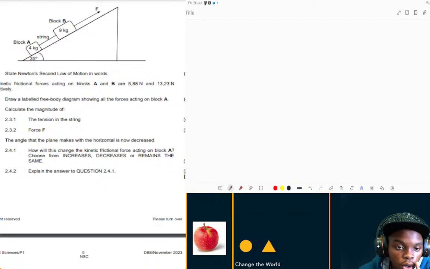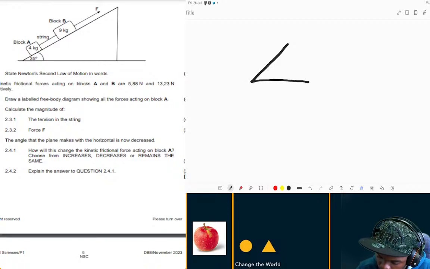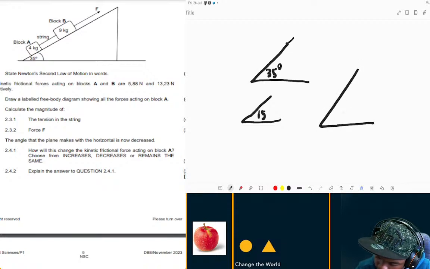Now, here the question is, what will happen? How will this change the kinetic frictional force acting on block A? Oh, they ask us about block A. So okay, this is the case. Originally we had 35 degrees, and let's say now it's 15 degrees, and let's do another one and say now this is 45 degrees.